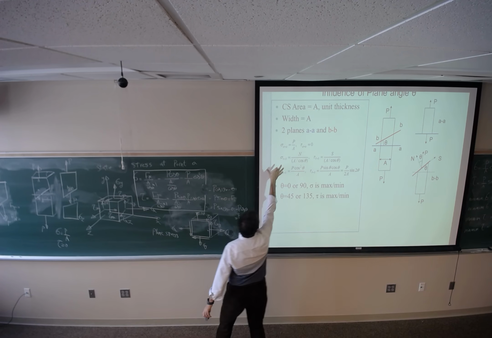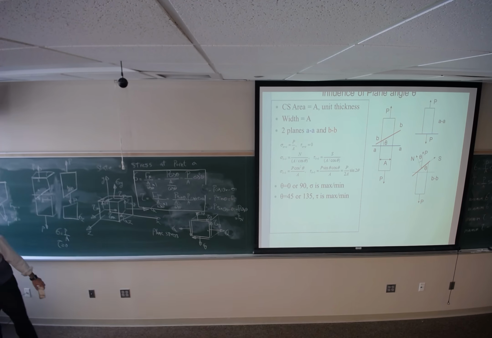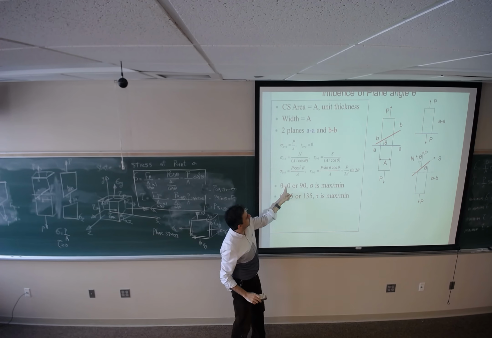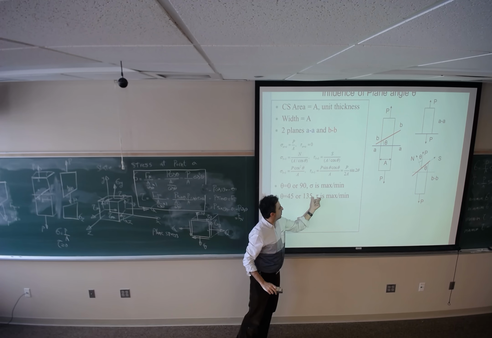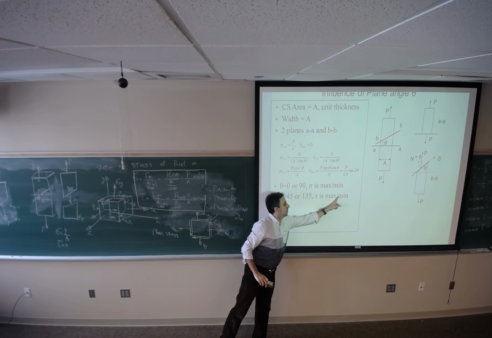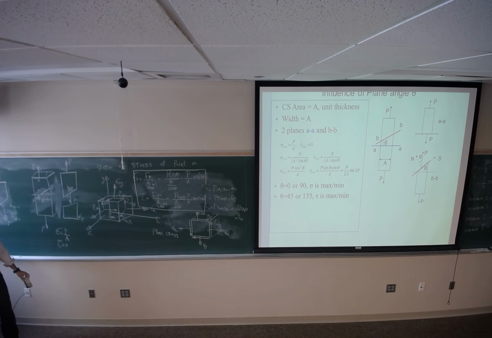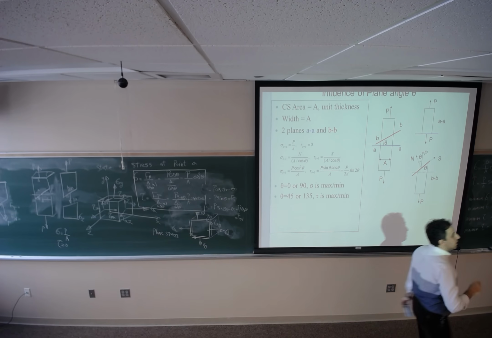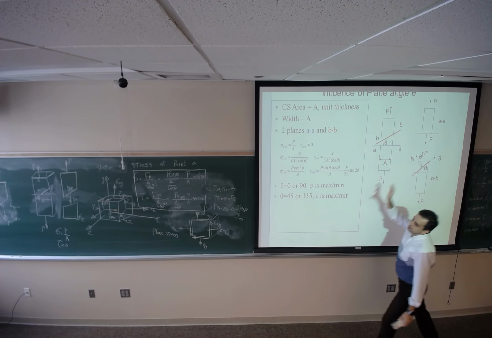And I summarized the results right here in this box. Theta 0 or 90, sigma is max or min. Theta 45 or 135, tau is max and min. 135 corresponding to min and 45 corresponding to the maximum value. Any questions so far? The next step is moving from this to this.